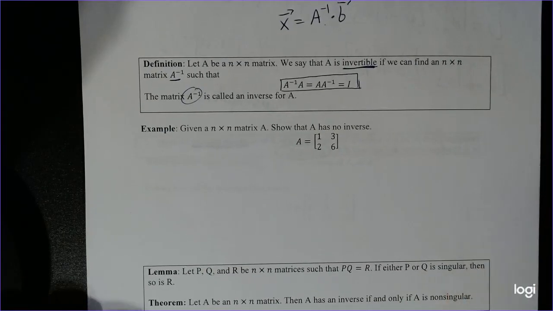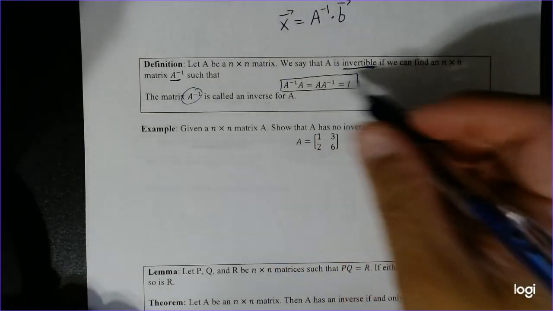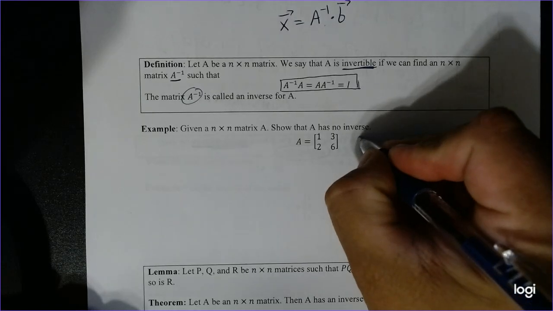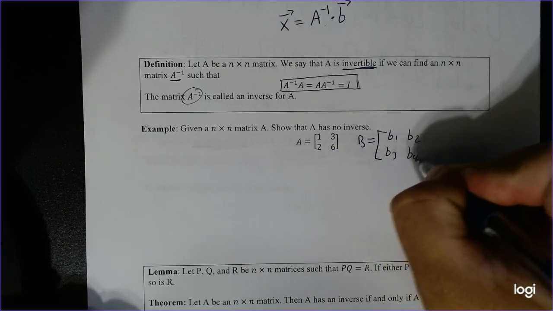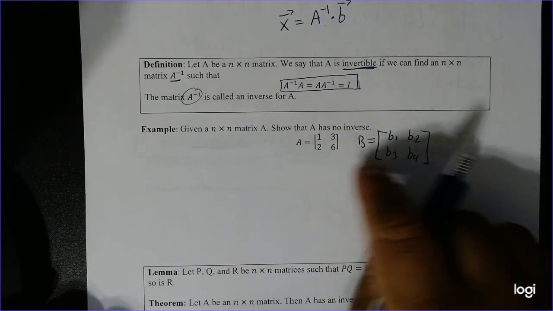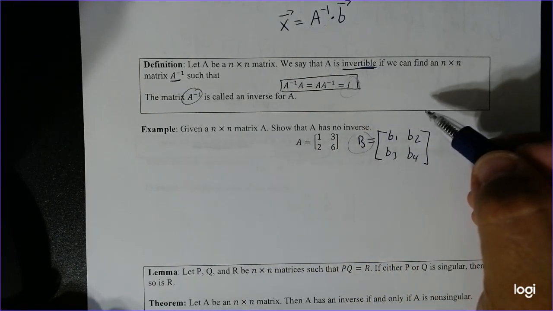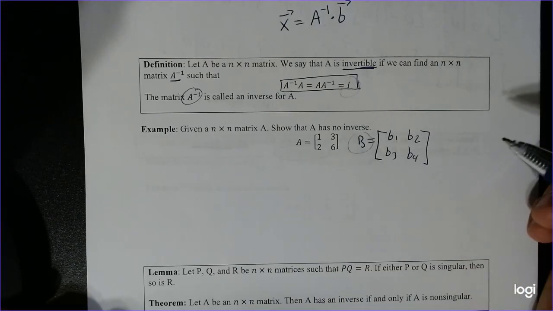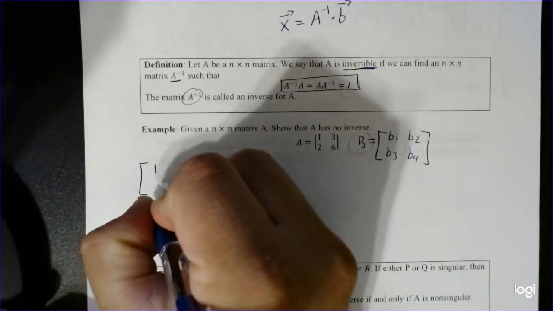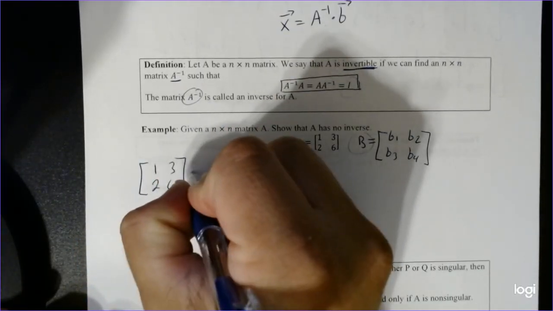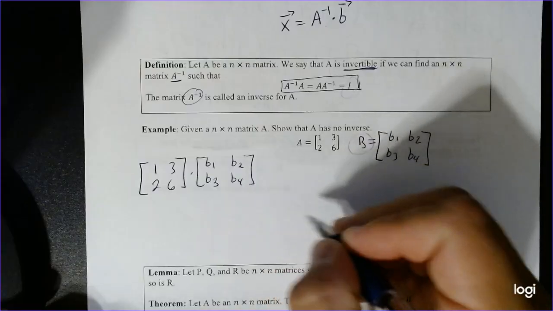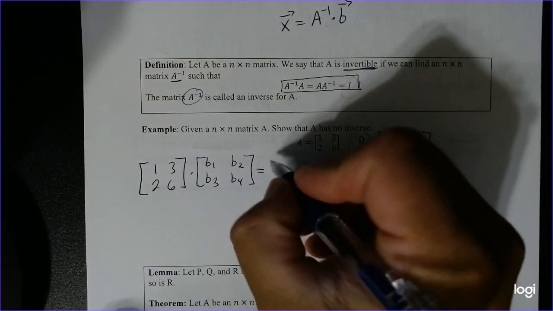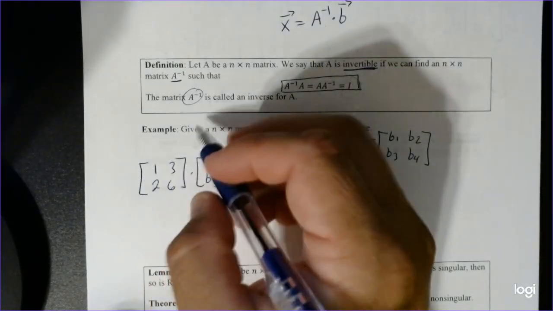So given the n by n matrix A, show that A has no inverse. Okay. All right, so this is an arbitrary one, right? So we're going to follow this process. So we're going to say that B is B1, B2, B3, and B4. And I'm just going to multiply them, because I'm going to assume this is the inverse and get the identity matrix back. Okay. So let's actually do that. All right, so just straight multiplication, see what we get.